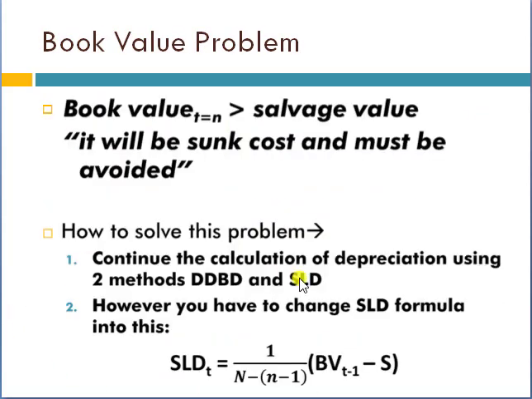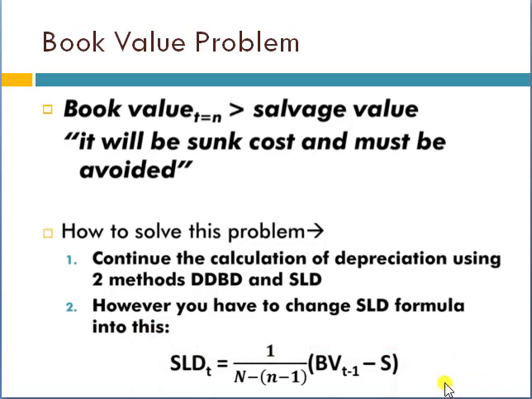Now, let's say the book value is greater than the salvage value, so it will be a sunk cost. And in another company, they permit only a small residual value, so it must be avoided. How do we solve this? The first step, you have to continue the calculations of depreciation using two methods. So we are going to use two formulas at the same time, DDBD and SLD. However, you have to change to the SLD formula using this newest SLD formula.